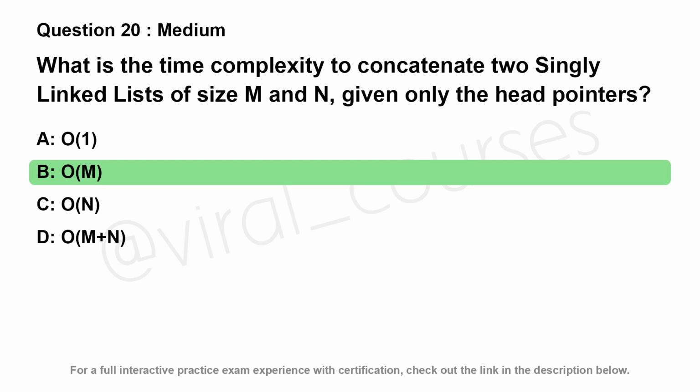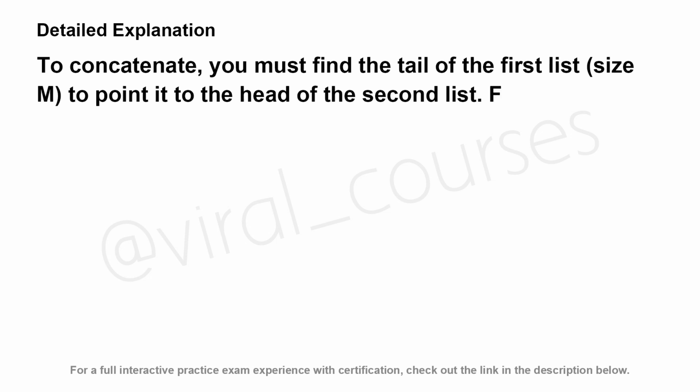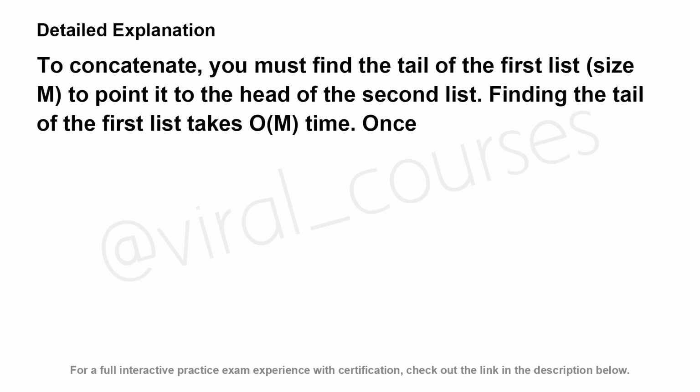The correct answer is B. To concatenate, you must find the tail of the first list, size m, to point it to the head of the second list. Finding the tail of the first list takes O(m) time. Once found, the link update is O(1).